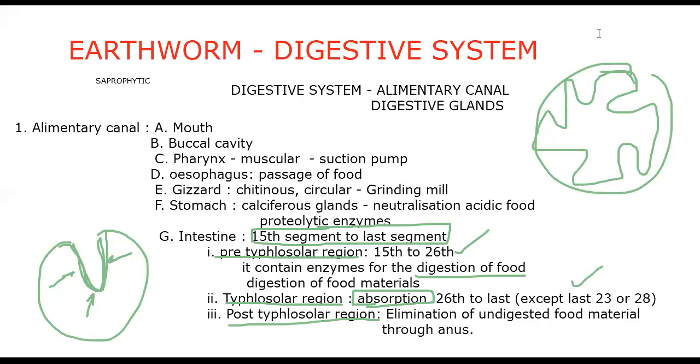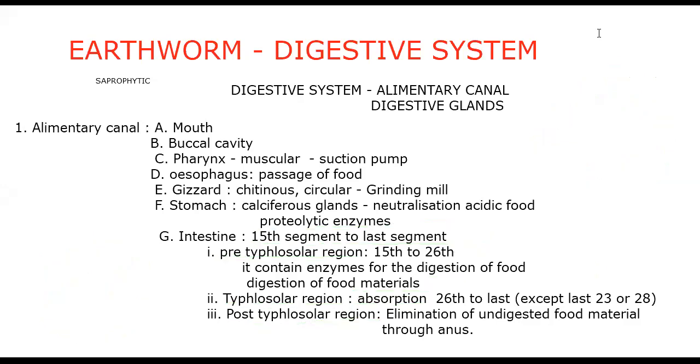In the post-typhlosolar region, digestion is over and absorption is over. So what is left is the elimination of undigested food material through the anus. The anus is there on the last segment. Okay. Next, the second one: what about digestive glands?